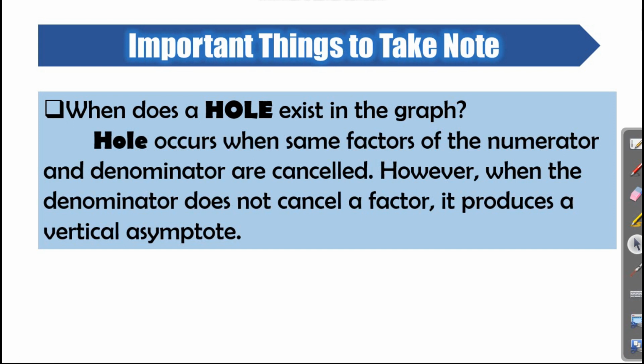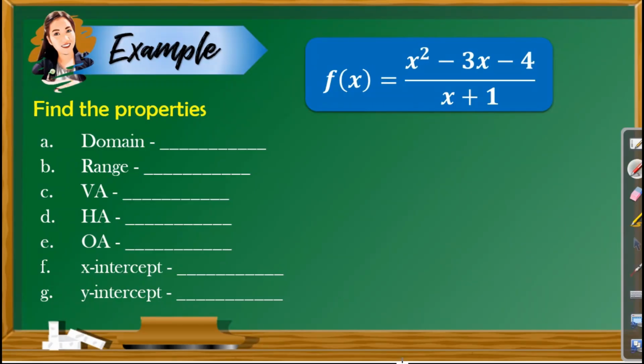Let us now have an example. Let's say we have the function x squared minus 3x minus 4 over x plus 1. In order to find the domain, we need to equate the denominator to 0, so we have x plus 1 is equal to 0 and x is equal to -1. So this is the value that is excluded in the domain. So we have set of x such that x is not equal to -1.